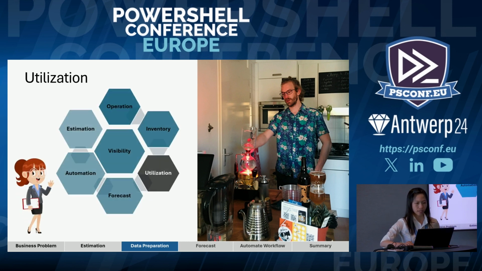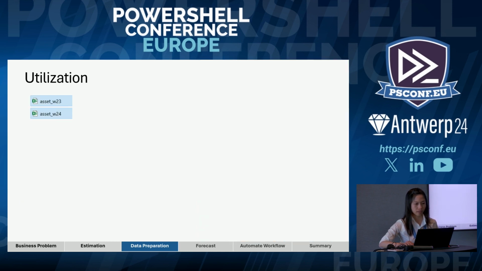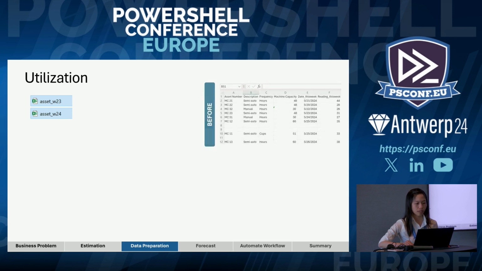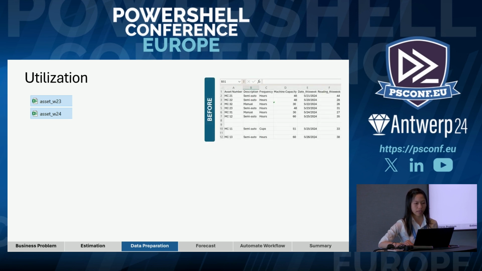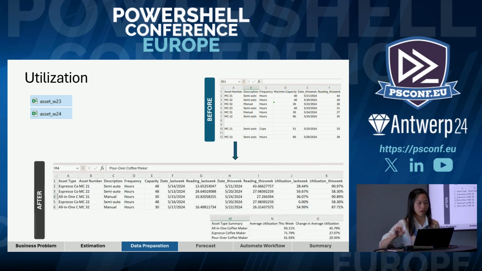So the analyst says, okay, let me see what I can do. She goes back to the raw data and inspects two files. She sees that this is the before. Those files are the same. The data just changed the numbers for weeks 23 and 24, but the format is the same.